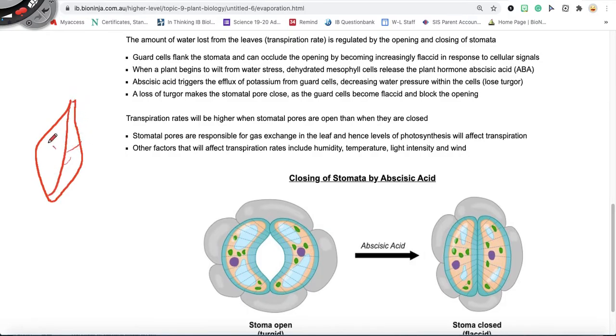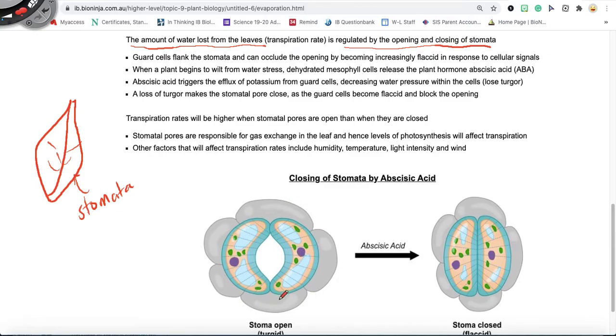And the stomata needs to be able, on the underside here, we have the stomata, the pores, or the stoma. And we know that there has to be some sort of regulation of the stomata, right? Because they can't just remain open all the time, because then the plant is going to lose all of its water. So the amount of water loss from the leaves, or the transpiration rate, right? Transpiration is how much water is leaving the plant, is regulated by the opening and the closing of the stomata. So how does that happen?